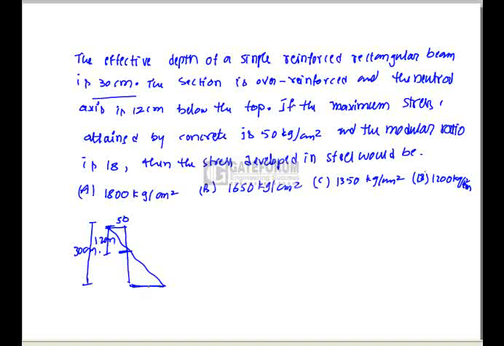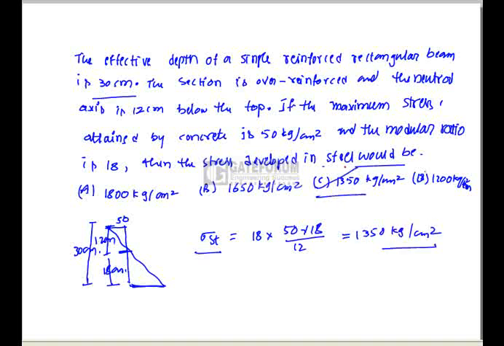We have to find out the stress in steel, sigma st. We know from the mathematics, 18 centimeters. Therefore the modular ratio was given as 18, so 18 into 50 into 18 by 12, that is equal to 1350 kg per centimeter square. So option C is correct.